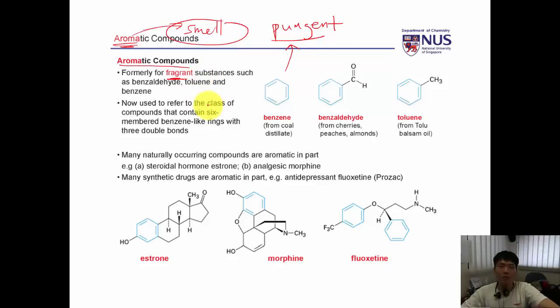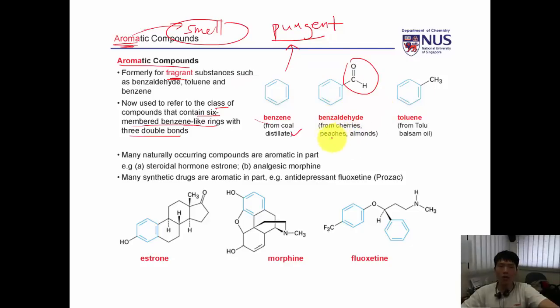In contemporary chemistry, we use the term aromatic compounds to describe a class of compounds that contain 6-member benzene-like rings with 3 double bonds. Benzene comes from coal distillate. If you go to Germany, or you live or study there, and suppose you meet a friend and say, where can I get benzene? Do not be alarmed, because in Germany, benzene means petrol. Just like in America, they say gas, they don't say petrol. This is benzaldehyde. You have a benzene with an aldehyde group, so you join the name: benzaldehyde.